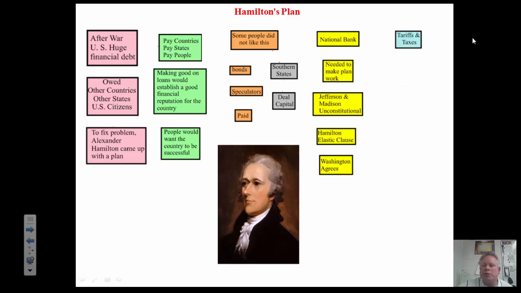The last part of his plan had to do with tariffs and taxes, and they were to create more money for the government. So he created a small tariff on imports and several taxes, including one on whiskey. Well, this made the farmers mad because their whiskey was like cash for them, and when the tax collectors came around, they attacked them and they burned down buildings. Well, Washington wasn't having any of this, and he sent an army to squash the rebellion.